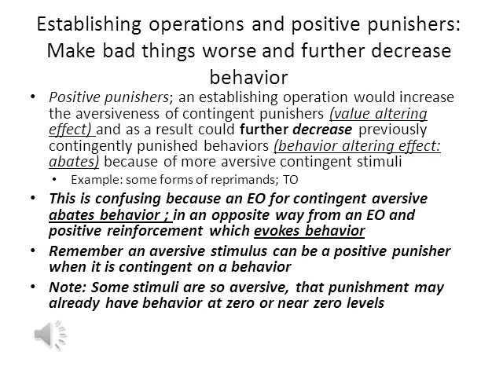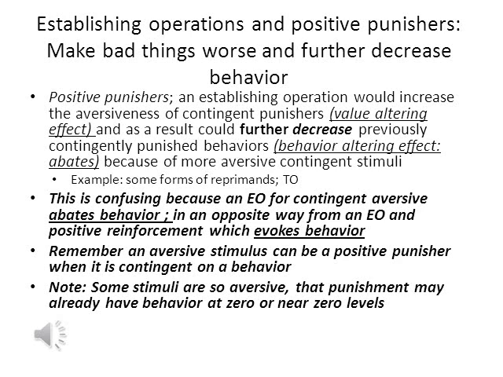And finally, we're going to talk about an establishing operation for a positive punisher. Same kind of aversive stimulus, just now it's contingent on behavior. Make bad things worse and even further decrease future behavior. So, if a positive punisher is made more punishing, it's value altering, then it's going to further decrease previously contingently punished behaviors. And again, some stimuli are so aversive that punishment may already be at zero or near zero level, and any behavior change is not going to be possible.